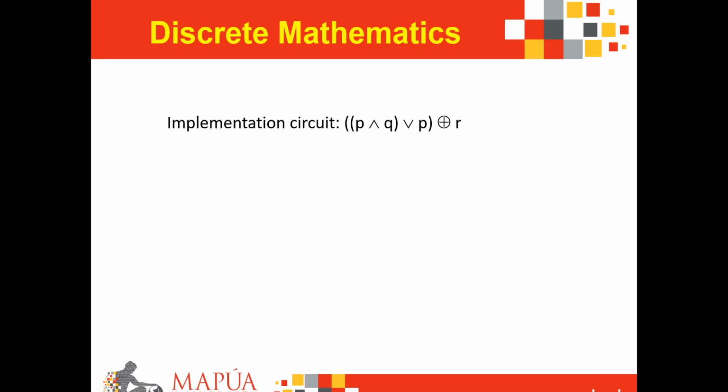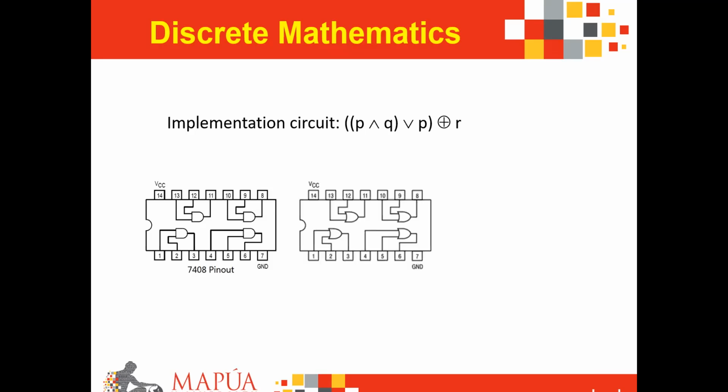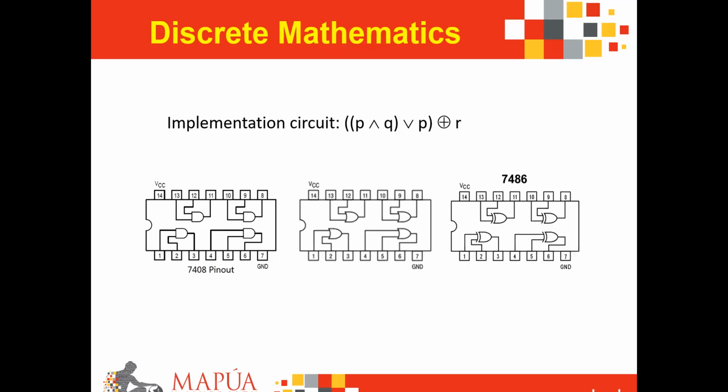If we then try to implement this propositional expression, we would require logic ICs in order to implement these following connectives. So we will require a 7408 for your conjunction connective, a 7432 for your disjunction connective, and a 7486 for your exclusive OR connective.